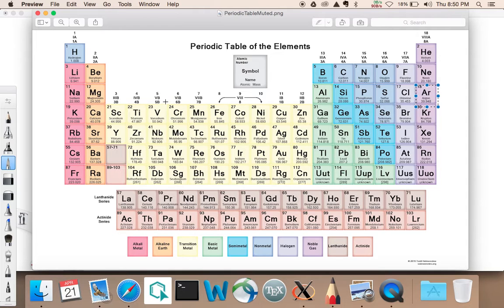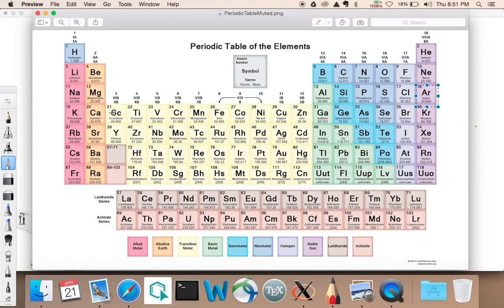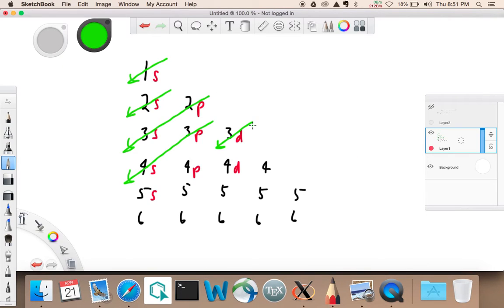Number 23. So it looks like we're going to go 1s, 2s, 2p, 3s, 3p, 4s, 3d, right? After 4s comes 3d. Okay, so it looks like we're into 3d1, 3d2, 3d3.